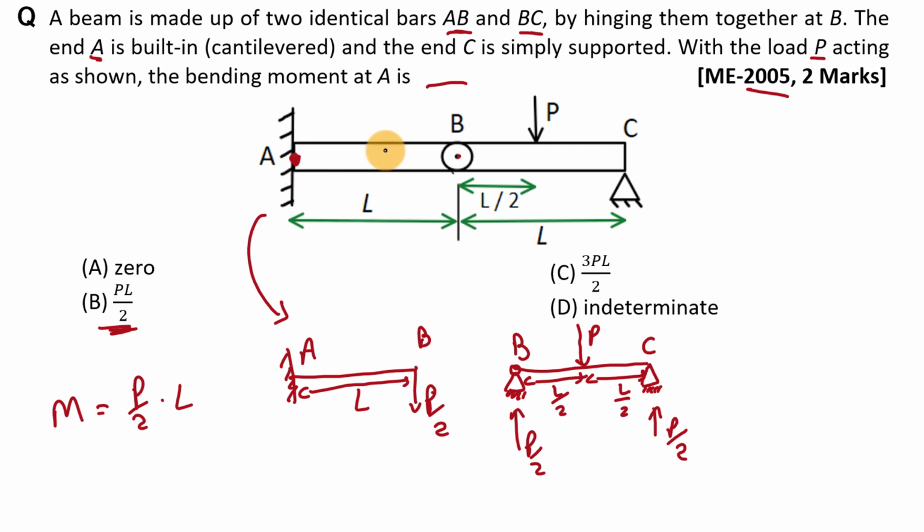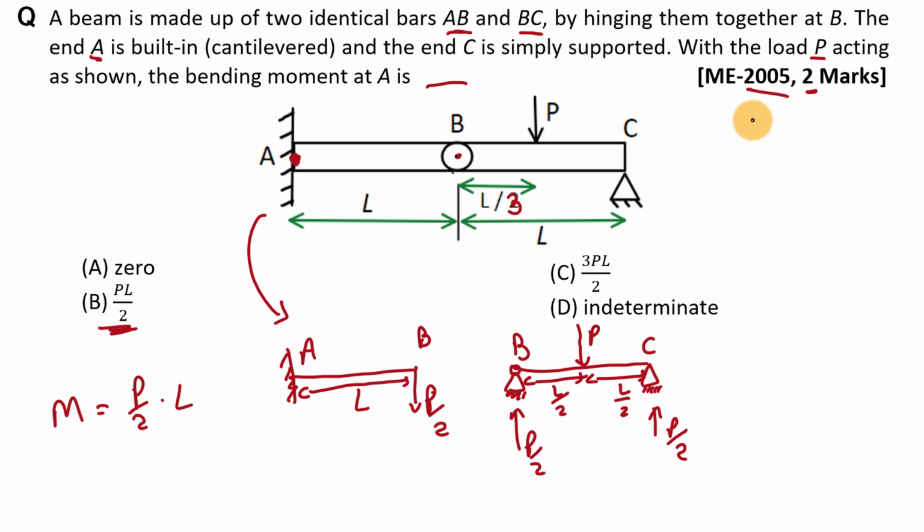So I hope that you understand this question. This question is for 2 marks. And here you can get some variation in this example. Here this distance may be L by 3 from this end. If this distance is L by 3, then these reactions will not be P by 2, P by 2. It will be different, right?